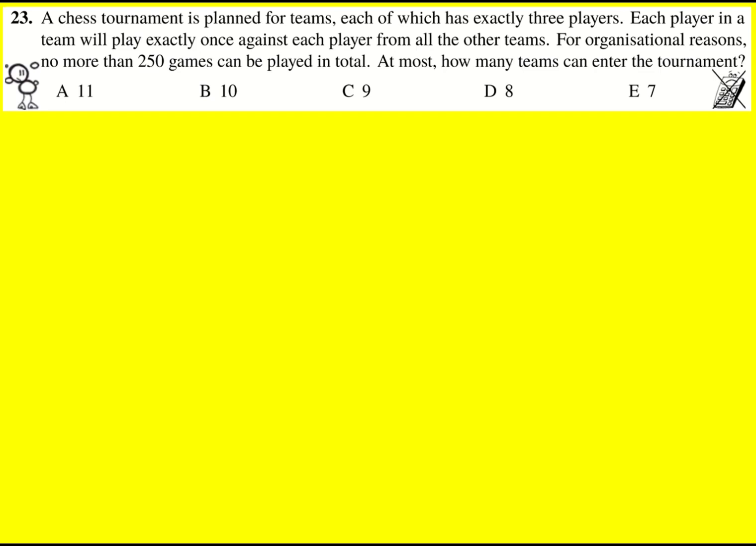I'm going to show you two ways to solve this question. First of all, you could just try some numbers out until you get to the one that works. So let's say we've got 11 teams. Then there would be 33 players, and they're going to play each other.